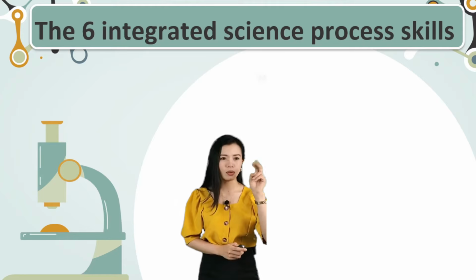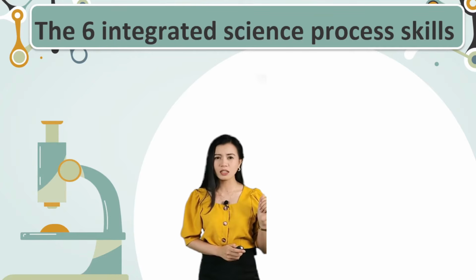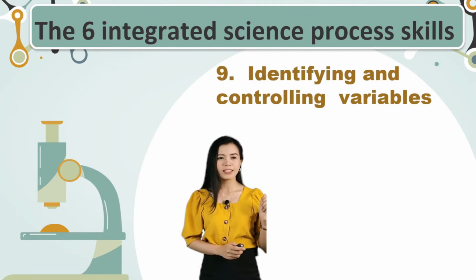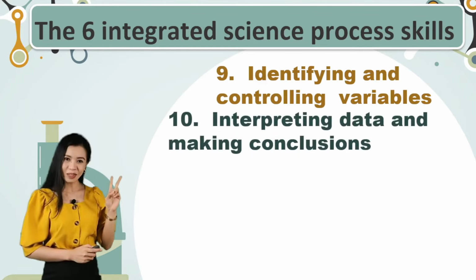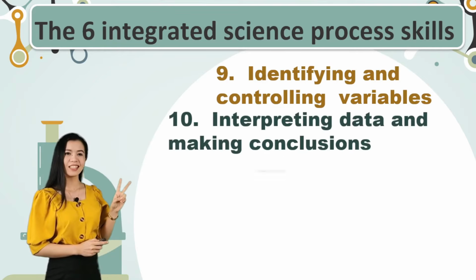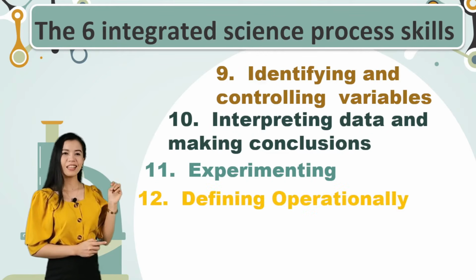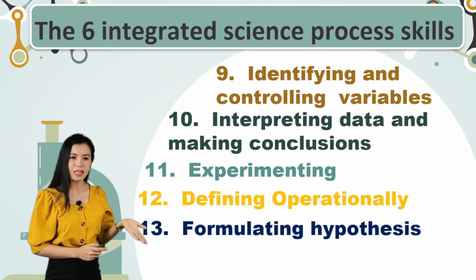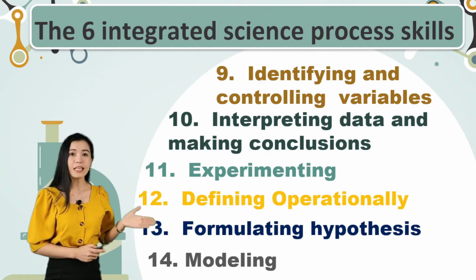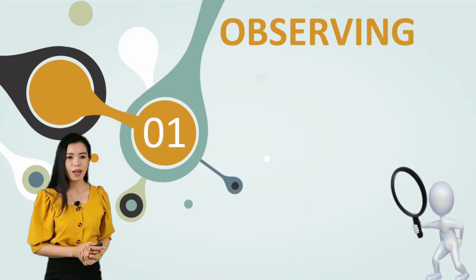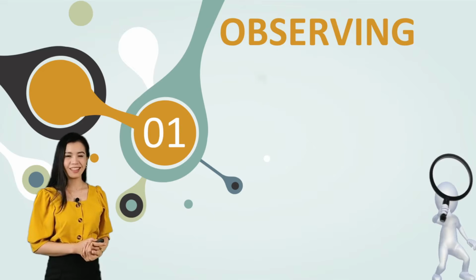Now, the second group is called the 6 integrated science process skills, which includes identifying and controlling variables, interpreting data and making conclusions, experimenting, defining operationally, formulating hypotheses, and modeling. So we are going to discuss some of these skills as we move on. Okay, let's start with observing.